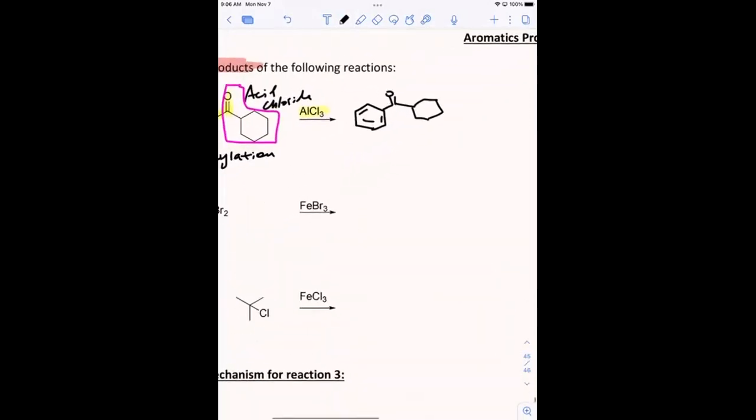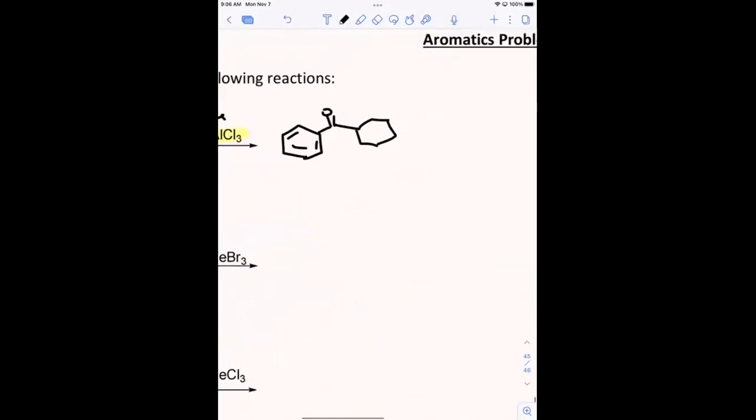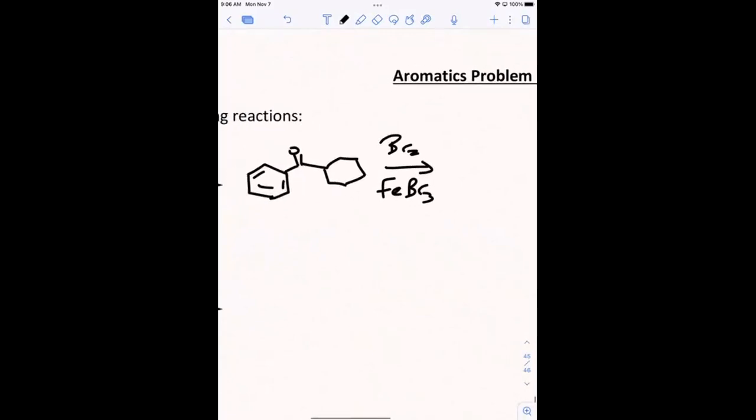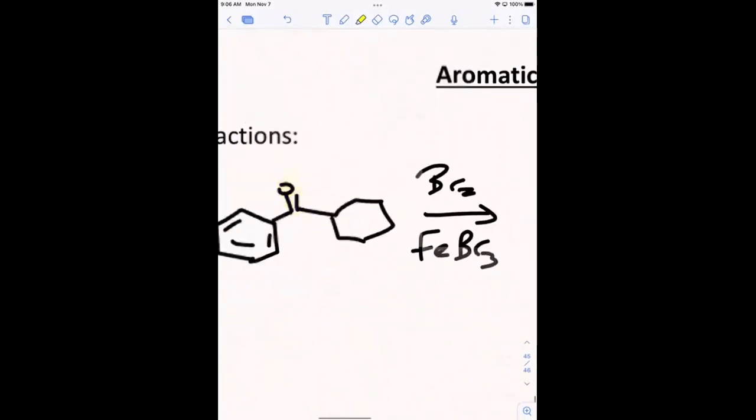All right. And with that being the product, now let's say I wanted to halogenate this, and I did it with Br2 and iron tribromide. With this functional group, is this a donor or is it an acceptor? Remember, we talked about that. You have donors, and then you have acceptors or electron withdrawing groups. What is a carbonyl? Would it be considered an acceptor or a donor?